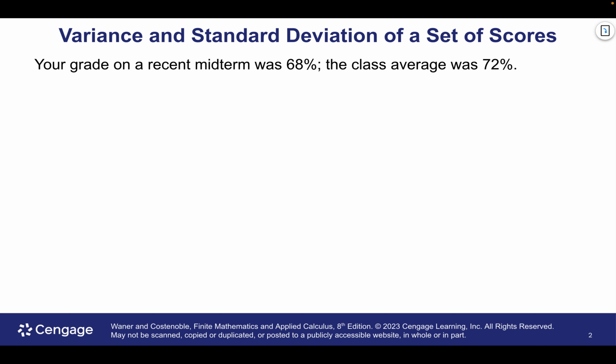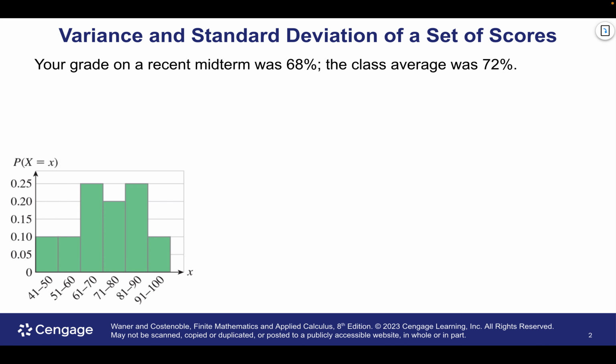So here's an example. You get a grade on your recent midterm. We just had test number 2. Say it was 68%. Class average was 72. That might sound like, hey, I did pretty well. I'm pretty close to the average, right?